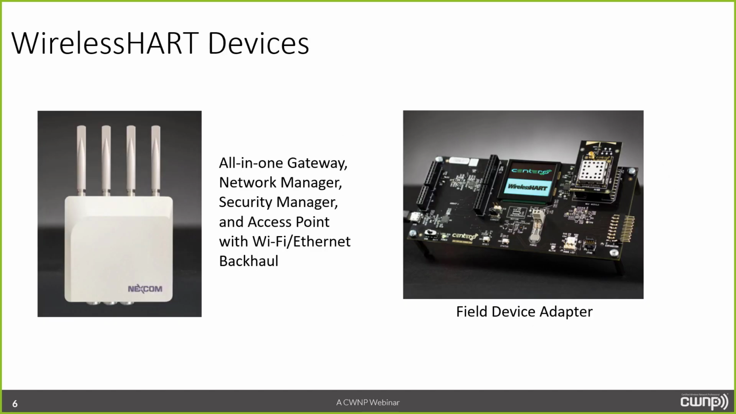Now, our WirelessHART devices then, we see here an example from Nexcom of an all-in-one gateway, network manager, security manager, and access point, all of it, and then it's got either Wi-Fi or Ethernet for the backhaul. So whichever you want to use, you can connect to your plant network in that way. And then on the right, we see a field device. And so you can see that it's a WirelessHART device, and we can see the wireless radio on it and so forth. Field devices come in all shapes and sizes.